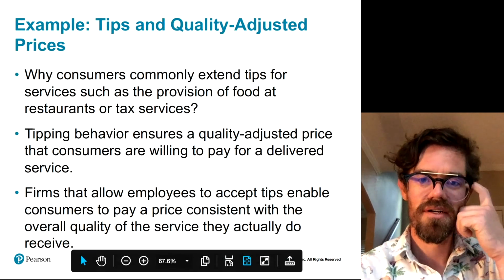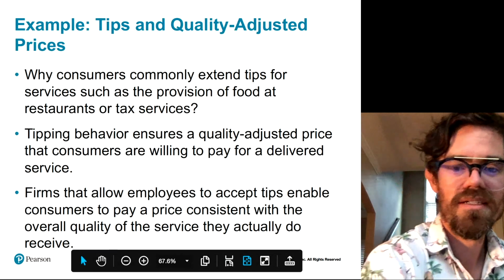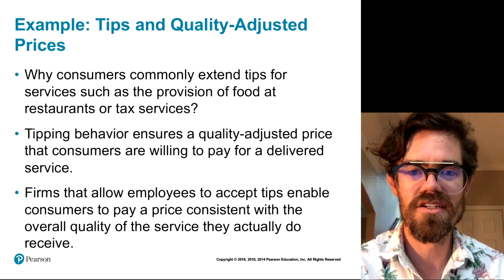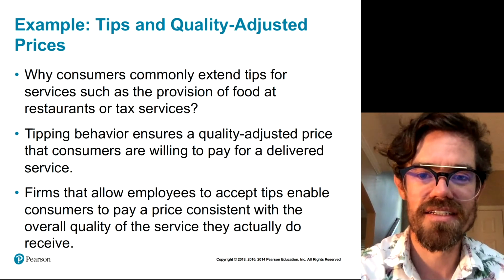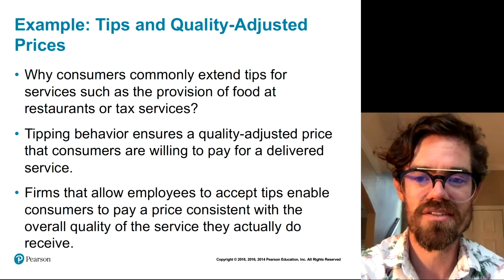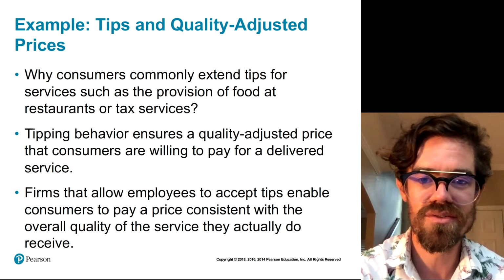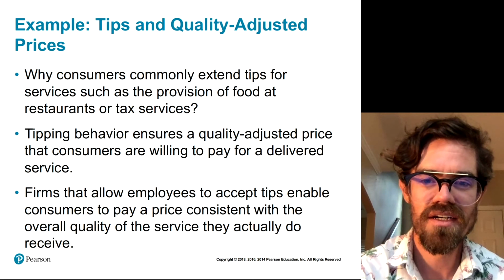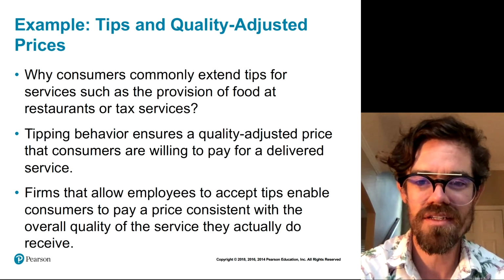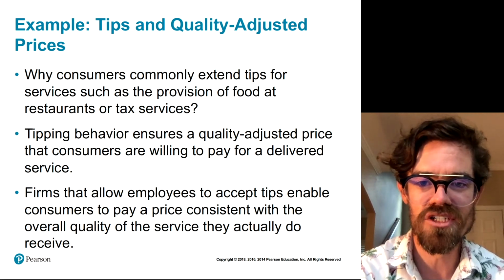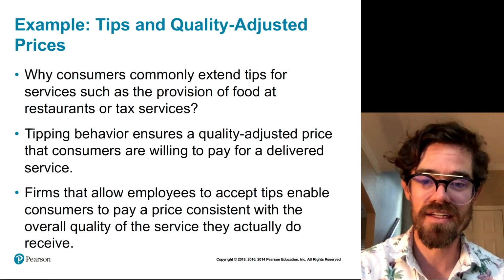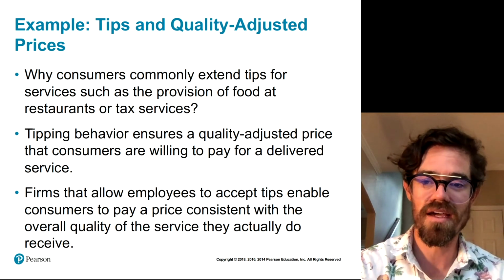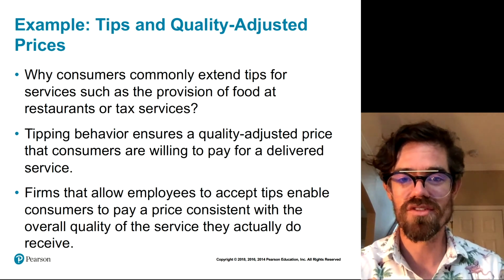Okay, so here's another example involving tips and quality adjusted prices. Consumers commonly extend tips for services, waiting table services or sometimes taxi services. Why might that be the case? Well, it allows consumers to adjust the price that they pay for, say, a meal at a restaurant. It allows consumers to adjust the price they pay according to the quality of service they receive, right?